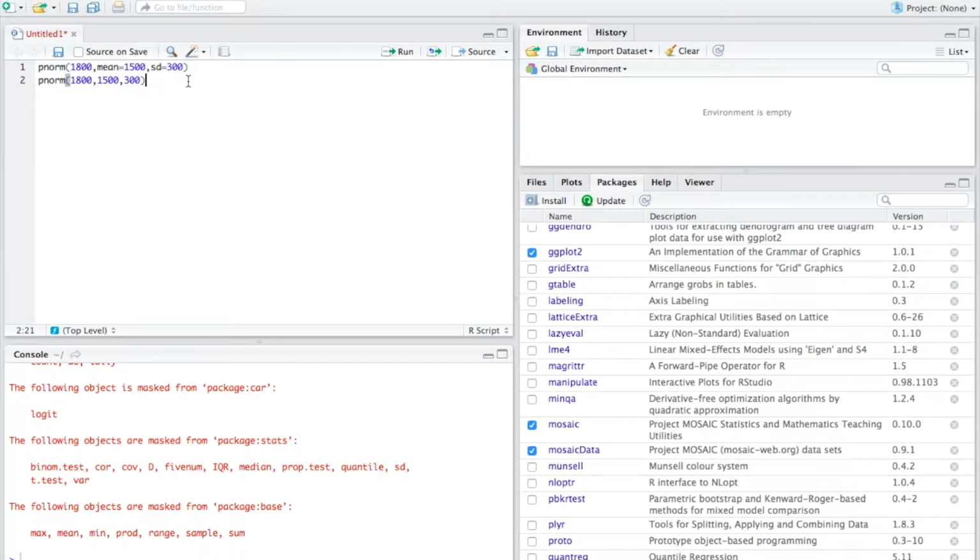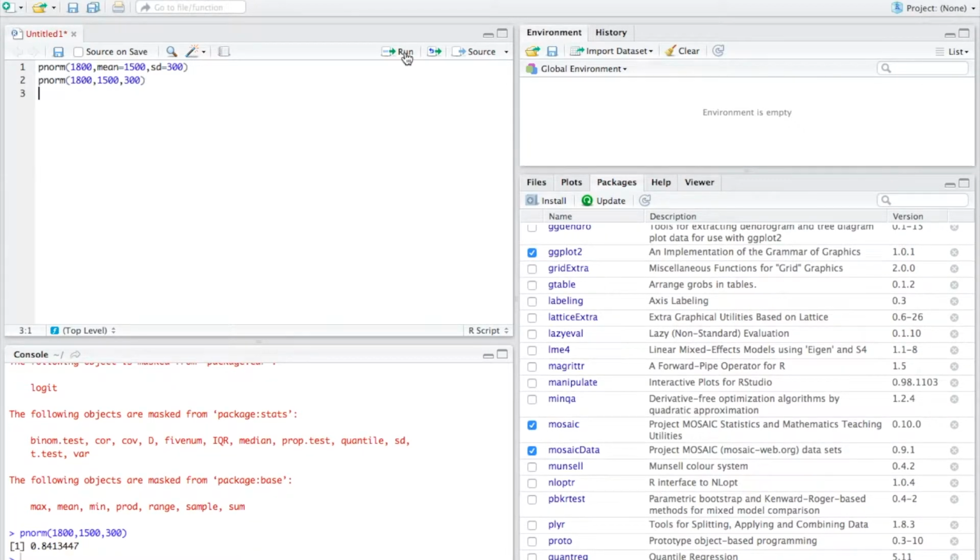So if I run this, remember this is the example that we were looking at of SAT scores, where the mean of the SAT score distribution is 1500, the standard deviation is 300, and we considered a student who had a score of 1800 and wanted to know how well that student did. So let's run this command. This is going to tell me that about 84% of the observations are below the 1800 mark. So, of course, about 16% of observations are going to be above that mark.